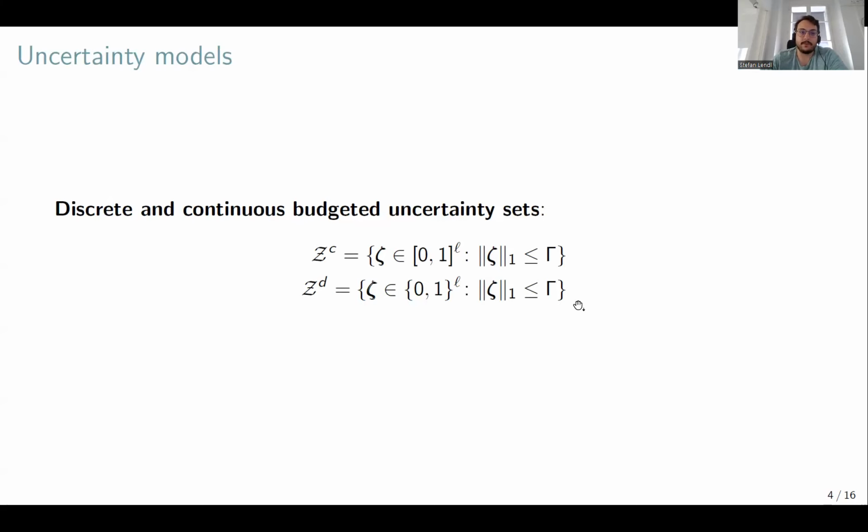So what kind of uncertainty models do I want to look at today? I want to look at discrete and continuous budgeted uncertainty sets. Basically you have your vector theta, and in the continuous case, it's a real number between 0 and 1. In the discrete case, it can be either 0 or 1. And we want the one norm to be bounded by some parameter gamma, so the classic budgeted setting. In the discrete case, this means at most gamma values can be 1. In the continuous case, you can also have some values like 1/2. So these are very classic uncertainty sets.